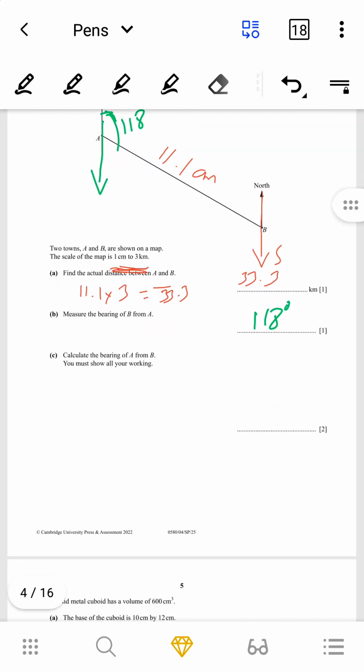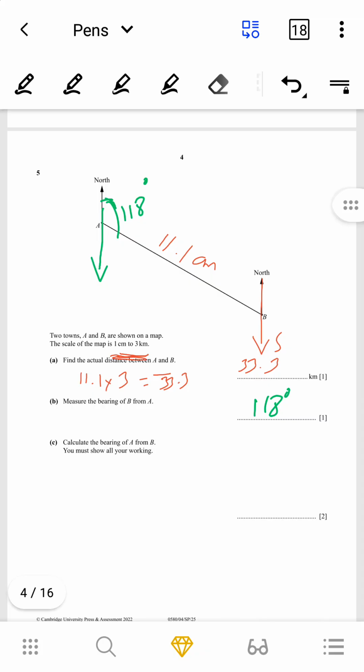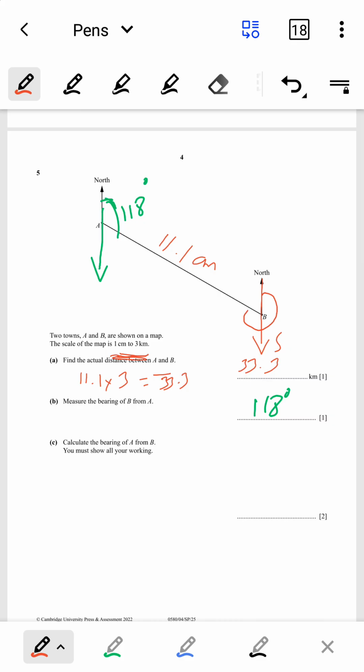So calculate the bearing of A from B. So A from B in the sense this one, always you have to go in a clockwise direction from the north. So there are two ways to calculate. Here in the parallel lines, the sum of same side angles will make 180. Like that you have to find the interior angle, or else you can connect by extending this line.